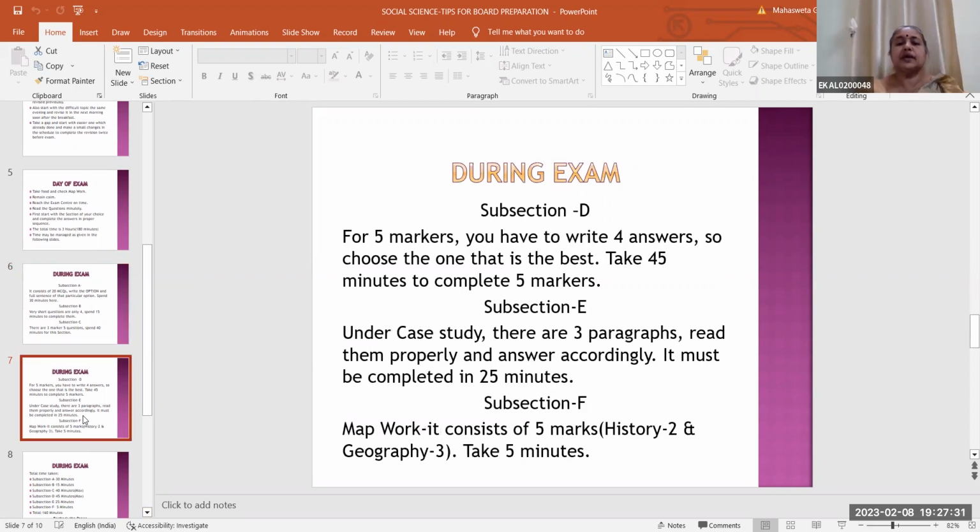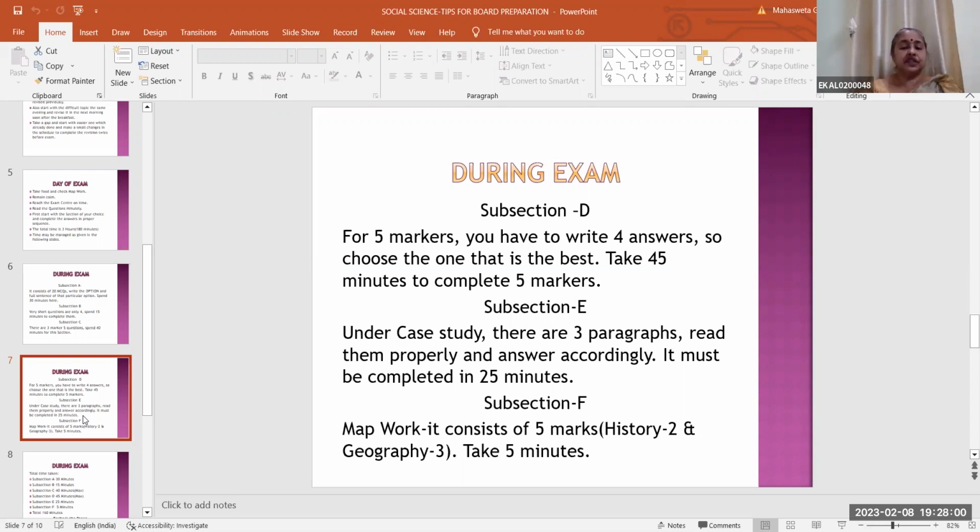When we come to subsection D, as I already told you, it is a 5 marker. Please see that there are choices. You have to write only 4 answers out of 8. Please listen carefully: 4 answers out of 8, because question 30 has an option, and so do 31, 32, 33. All 4 questions have options. So you have 8 questions. Take 45 minutes to complete the 5 markers.